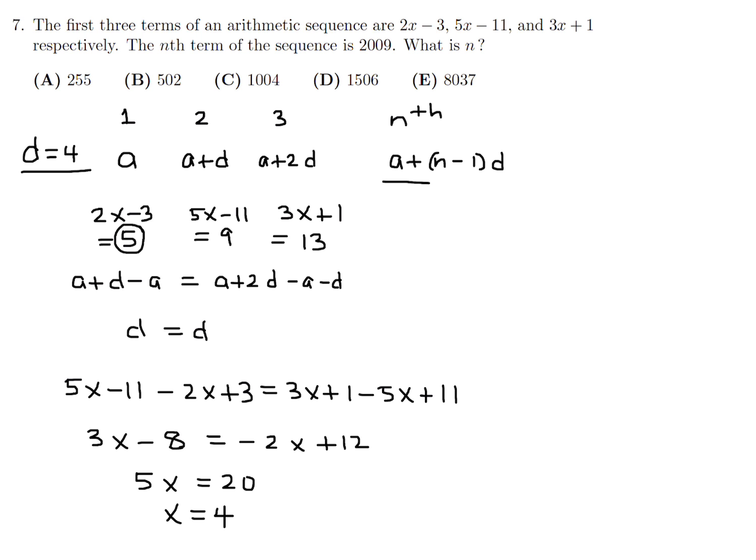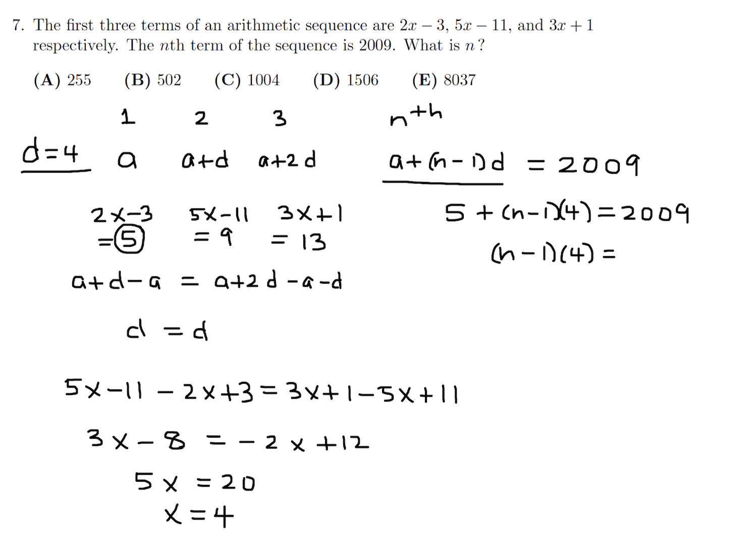So there we go. Now we can work with this one. They tell you that it is equal to 2009, so I can substitute a and d to figure out n. A is 5 plus n minus 1 times 4 is equal to 2009. That means n minus 1 times 4 is equal to 2004. N minus 1 is equal to 501, and therefore n is equal to 502. So number 7, the answer is B.